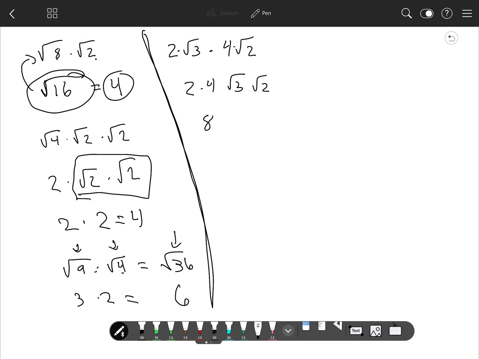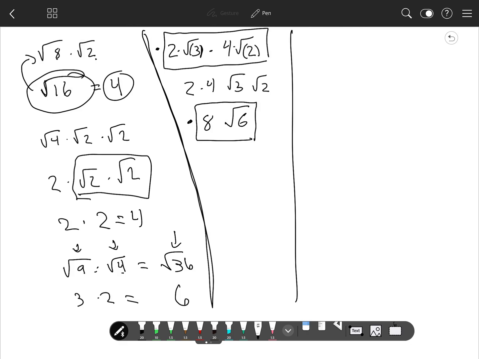So now 2 times 4 is 8, and square root 3 times square root 2 is square root 6. And here you have it, 8 square roots of 6, same thing as this here. If you were to plug this into your calculator, don't forget to close your parentheses on the 3 there, and then plug this into your calculator, you should get the same exact answer. So hopefully that helps a little bit with multiplication.